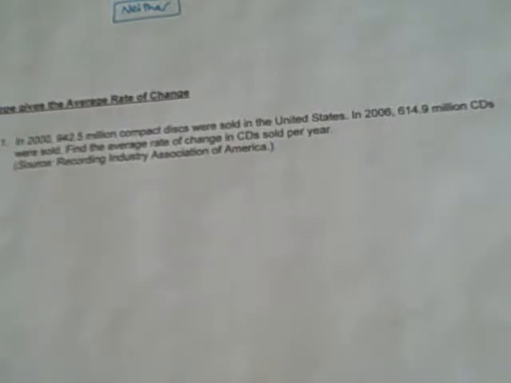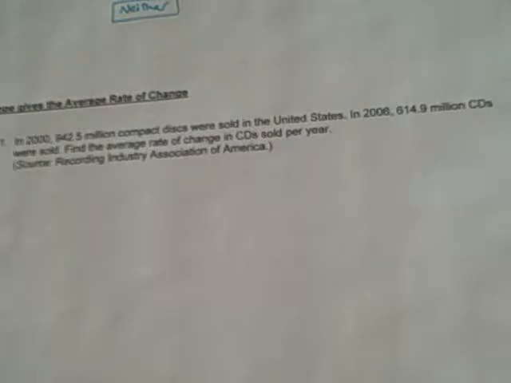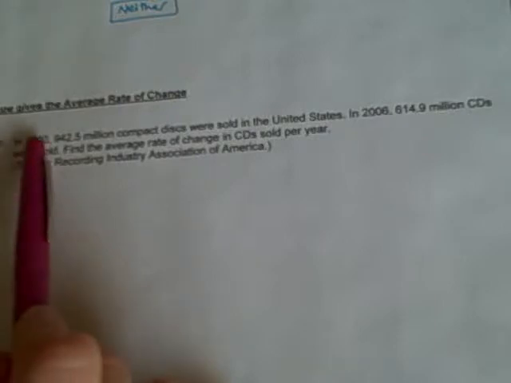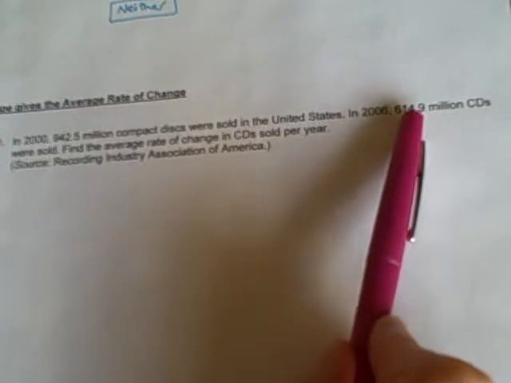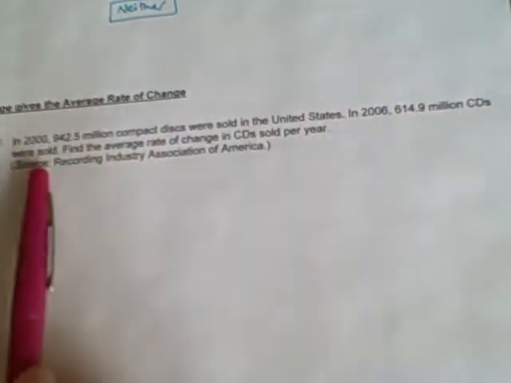All right. The last thing we need to talk about is that slope also gives the average rate of change in a situation. We're either increasing or decreasing, as we saw with our lines. So in this word problem, they're telling us two time points. In 2000, 942.5 million CDs were sold in the United States. In 2006, 614.9 million CDs were sold.